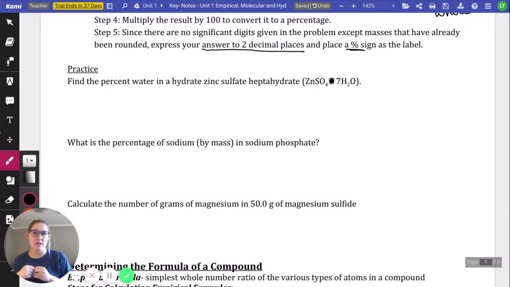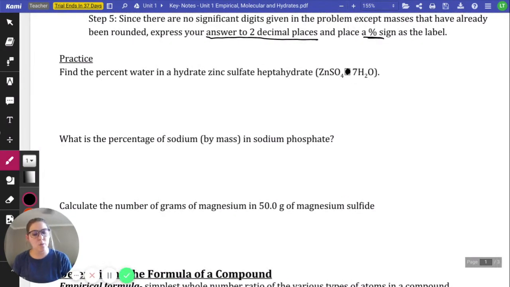All right, so first question is about a hydrate. We're going to talk about hydrates later, but basically it's an ionic compound that has water kind of trapped in it. And so water is included in the molar mass. So first question says find the percent water. So we're looking for how much water is in the hydrate zinc sulfate heptahydrate. And then there's our formula for us.